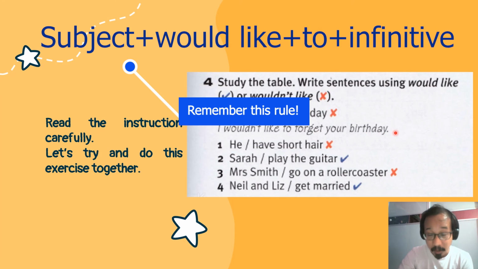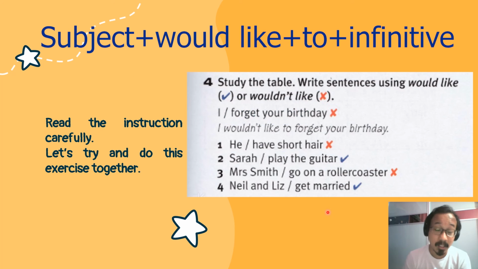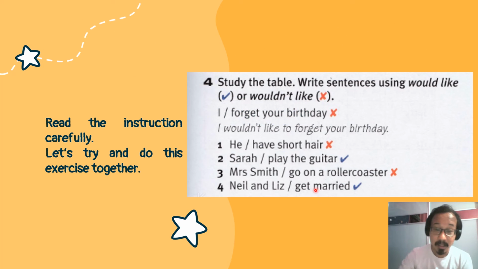So, would like. You have your subject, I. Forget would be your infinitive, right? So before your infinitive, you have to have your to. Remember that? Followed by, here, wouldn't like, because of the X. So your sentence is, I wouldn't like to forget your birthday.